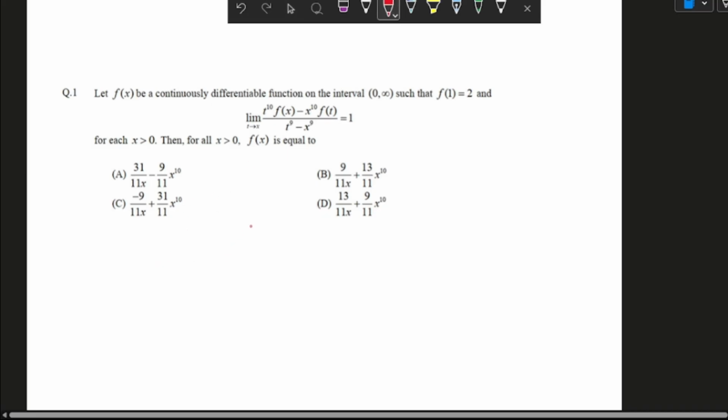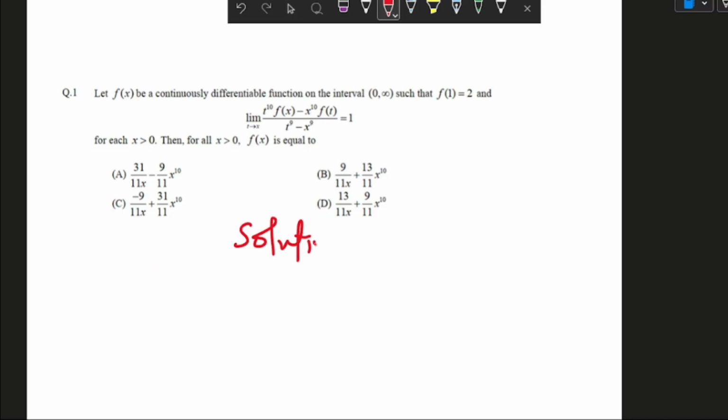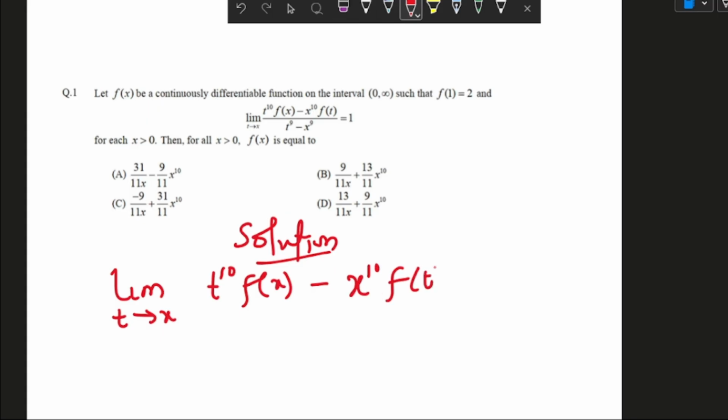I'm going to write the limit out first. So my solution: the limit as t tends towards x of t to the power of 10 f of x minus x to the power of 10 f of t, all divided by t to the power of 9 minus x to the power of 9, is equal to 1. Very interesting question, so let's proceed.